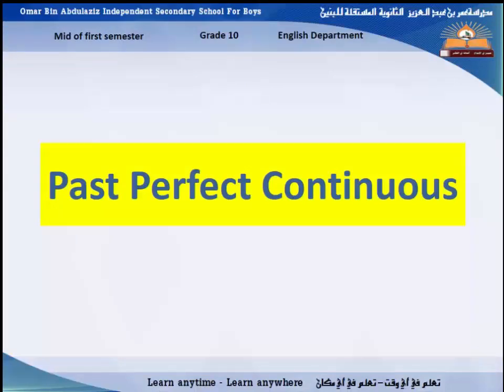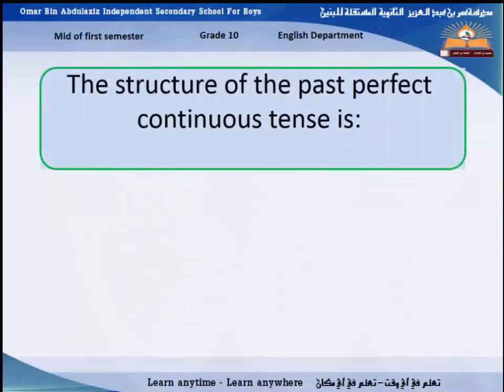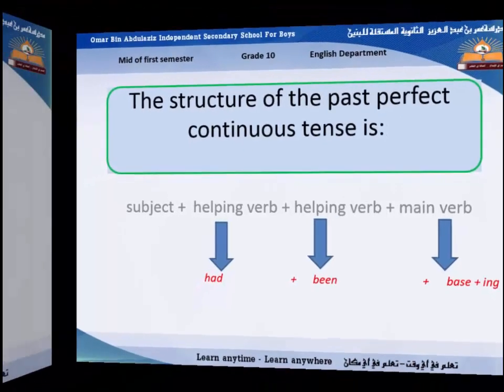Now let's move to the fourth and the final part of the past forms, the past perfect continuous or the past perfect progressive. The structure of the past perfect continuous is as follows. We use the helping verb plus the helping verb plus the main verb. The first helping verb will be the word had, and the second helping verb will be been, plus the main verb, and then we will add ing to the main verb.